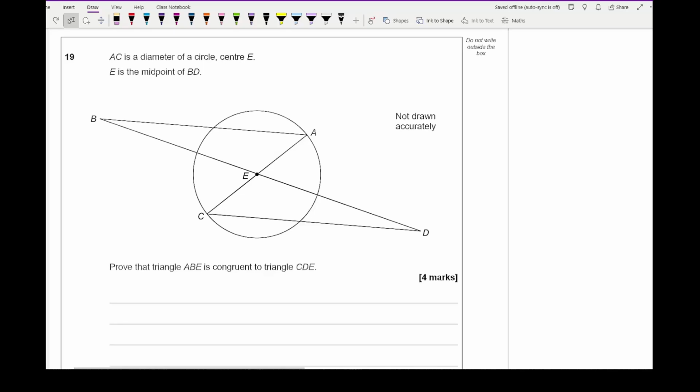Now moving on to question 19, it says AC is the diameter of a circle with centre E. E is the midpoint of BD, and the question is asking us to prove that the triangle ABE is congruent to triangle CDE. Now when you're starting these particular questions, I always recommend my students to first of all highlight what the two triangles are that we're working with. So triangle ABE is this triangle here.